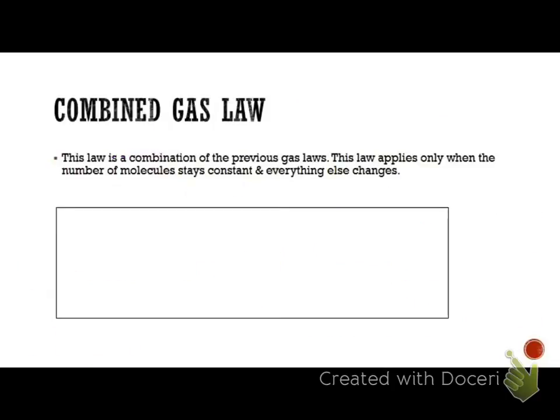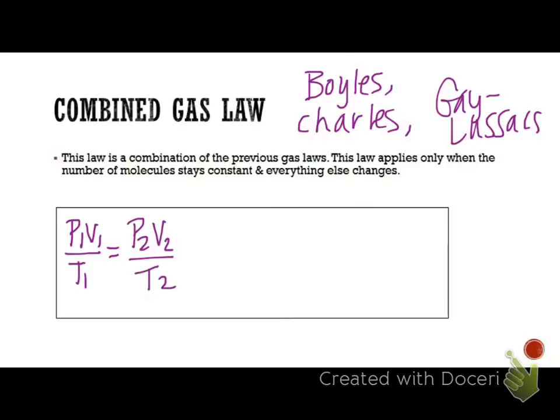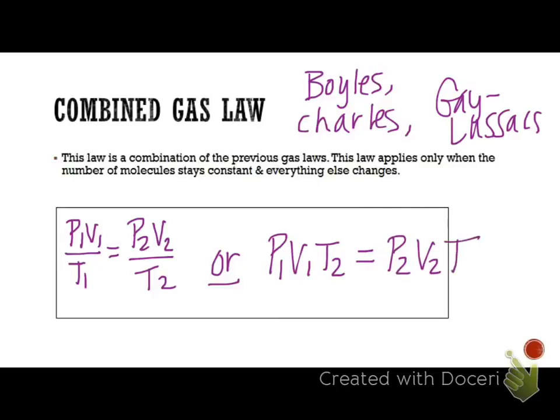All right, that brings us to the combined gas law, and if you could guess by the name, that means we're going to combine the three gas laws we've already talked about. This law combines Boyle's and Charles's, and it combines the Gay-Lussac law. So it combines all of those, and the formula looks like this. P1 V1 over T1 is equal to P2 V2 over T2. Or we can cross multiply and learn it that way, and it'd be P1 V1 times T2 is equal to P2 V2 times T1.